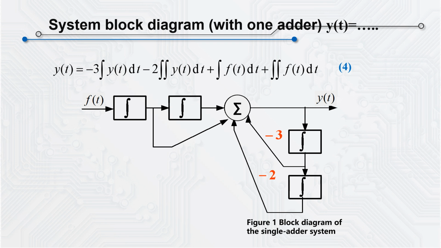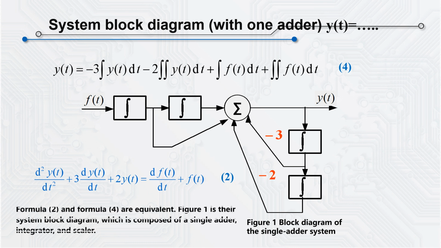In this way, it is easy for us to understand the relationship of a block diagram composed of a single adder and its original differential equation. Let's take a look at Formula 2, the original differential equation. Formula 4 is obtained through the transformation of Formula 2. So, Formula 2 and Formula 4 are equivalent. Figure 1 is a block diagram of the system, which consists of a single adder, integrator, and scalar.